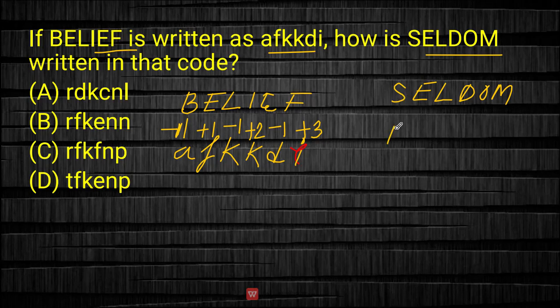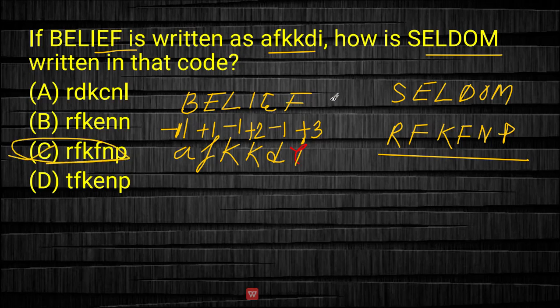So S -1, 18, that means R. E +1, that means F. L -1, K. D +2, then it should be F. O -1, so before O there is N, and M +3. +3 means M is 13 plus 3, 16, means P. So the correct answer is C.